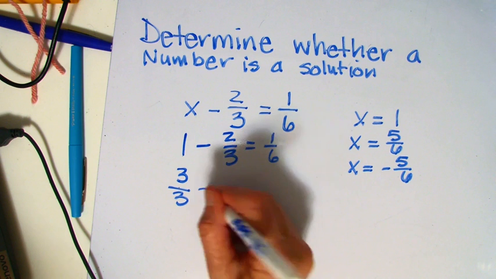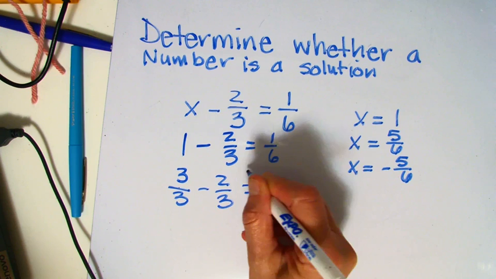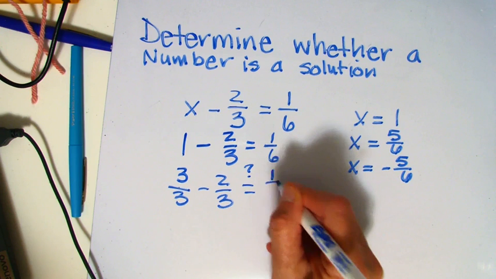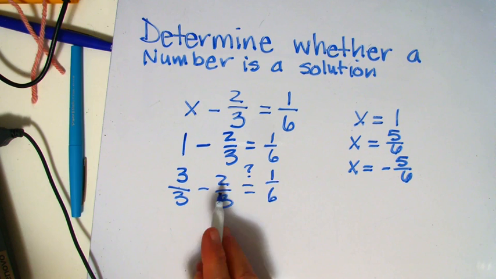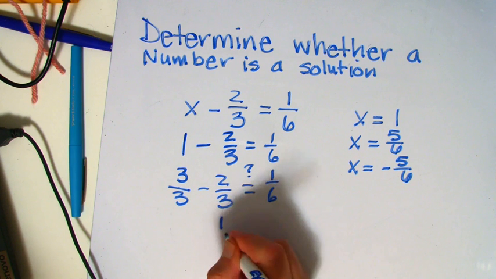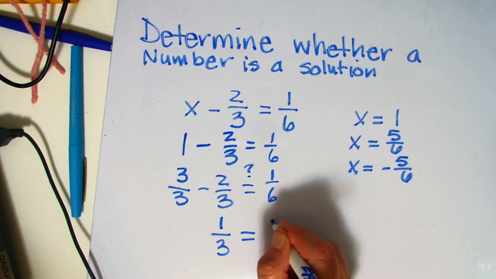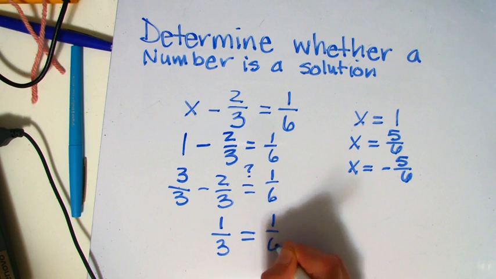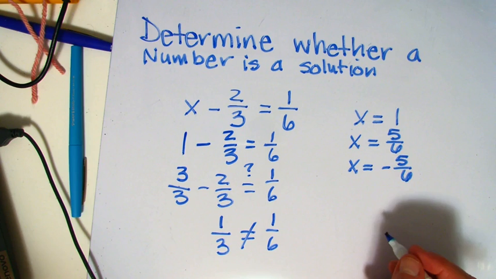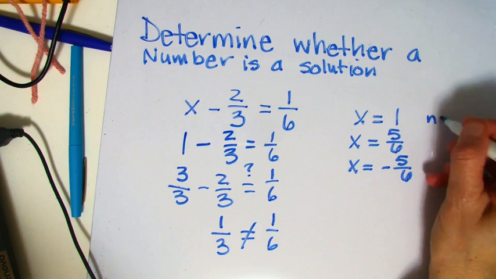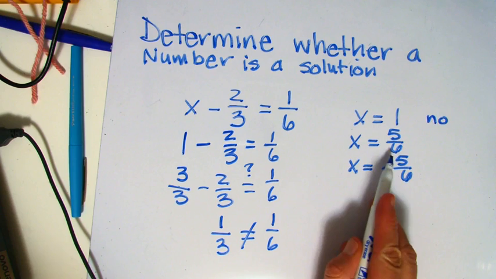So 3/3 minus 2/3, and we want to know, does that equal 1/6? Well, 3 minus 2 is going to be 1, and so we have 1/3, and that does not equal 1/6. So that's not the solution. So no. Let's go ahead and plug in 5/6.